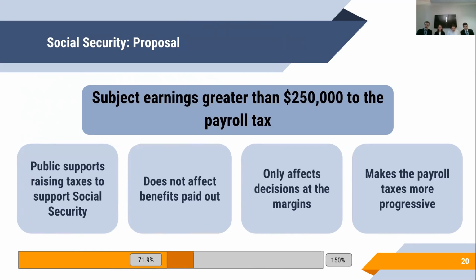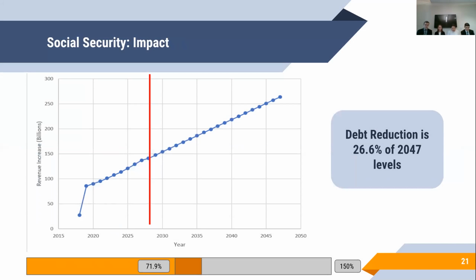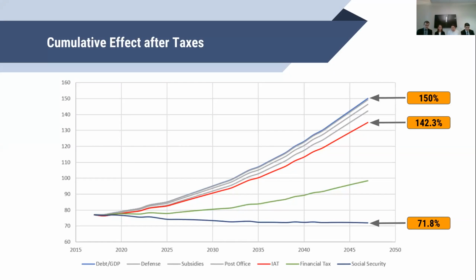The public supports raising taxes to support Social Security, and this policy does not affect benefits paid out from the program. CBO evidence shows that this policy would only affect working decisions at the margins, and this reform makes the payroll tax more progressive. After deciding upon our tax reform, we looked at CBO numbers and generated a linear regression line based off of the data. This policy results in a debt reduction of 26.6 percentage points of 2047 levels. The final debt to GDP ratio after all of the policies we proposed thus far is 71.8% in 2047.